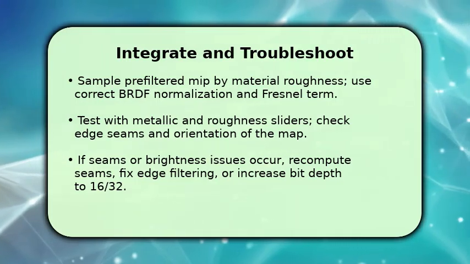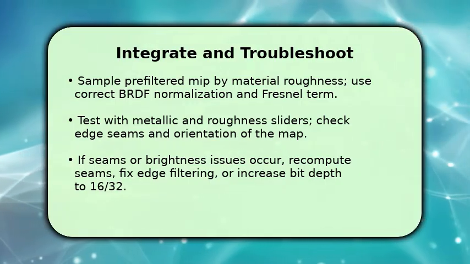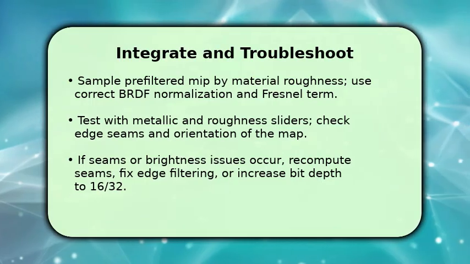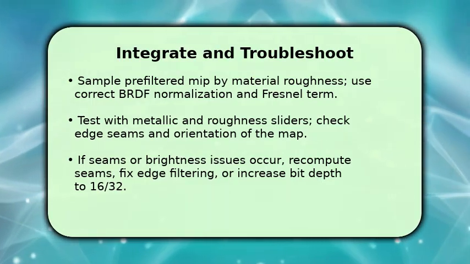If reflections look banded or clipped, increase texture bit depth to 16 or 32 float, fix cubemap seam filtering, and recompute MIP convolution. That single troubleshooting tip often resolves the majority of artifacts.